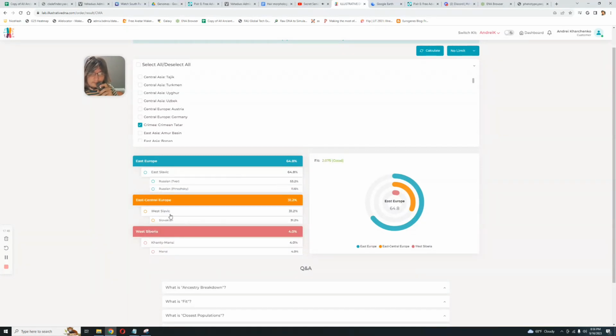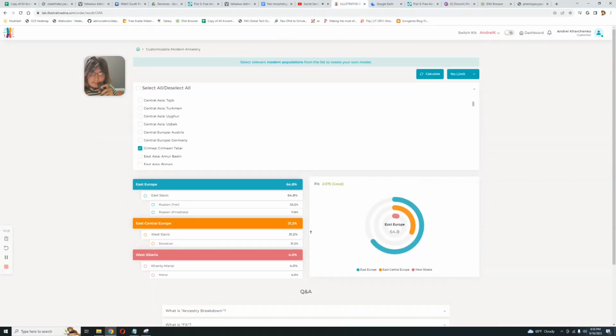And I'm actually getting modeled as a mixture of 31.2% West Slavic Slovakian. I'm getting some Slovakian in my result. And I'm getting 4% Khanty-Mansi in my result. I'm getting 4% West Siberian admixture in my result. So I got some Slovakian admixture, which probably comes from my Ukrainian heritage, because, you know, the vector is going that way, southwestern way. And 4% Khanty-Mansi. Very interesting stuff.